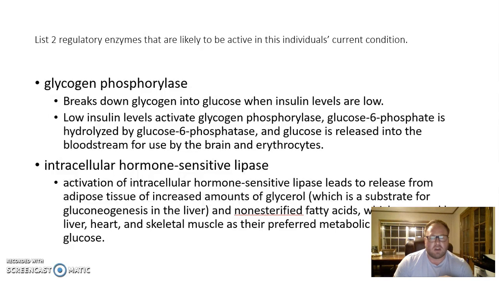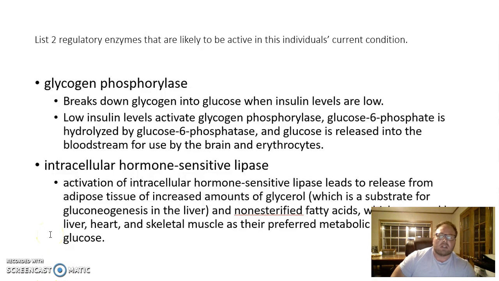So like I was saying, once glycogen phosphorylase is activated in the presence of low insulin, glucose 6-phosphate is hydrolyzed by glucose 6-phosphatase, and then glucose can be released. So that's why glycogen phosphorylase is activated in low insulin environments.